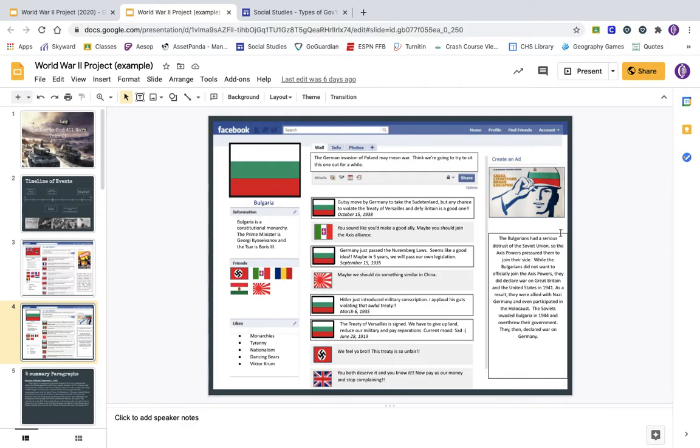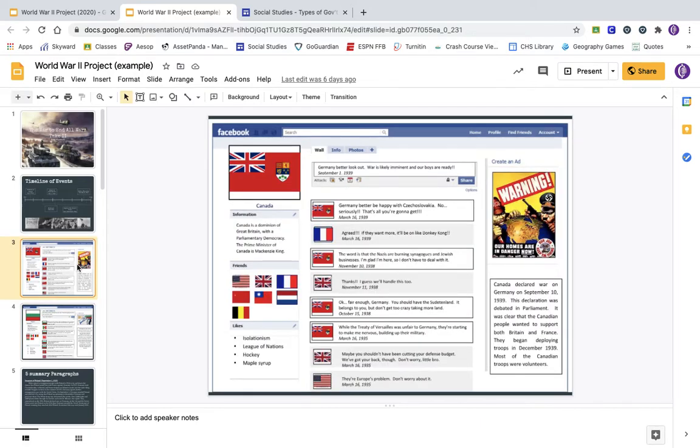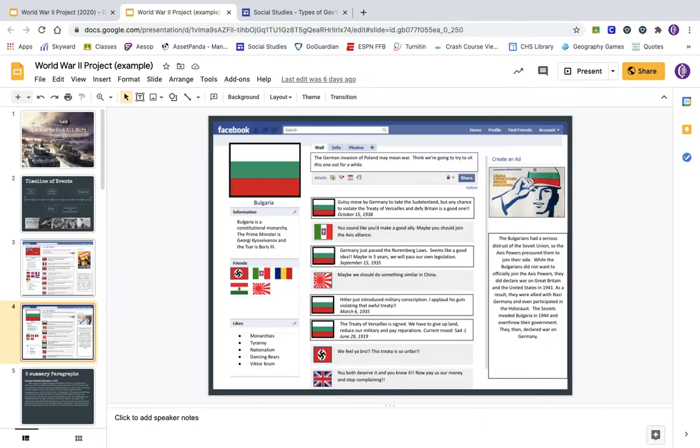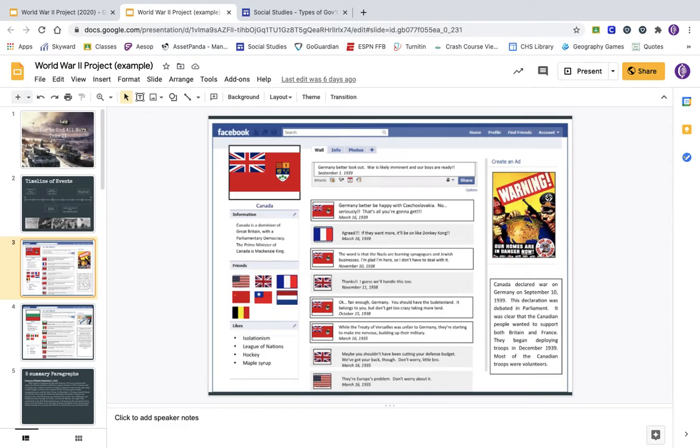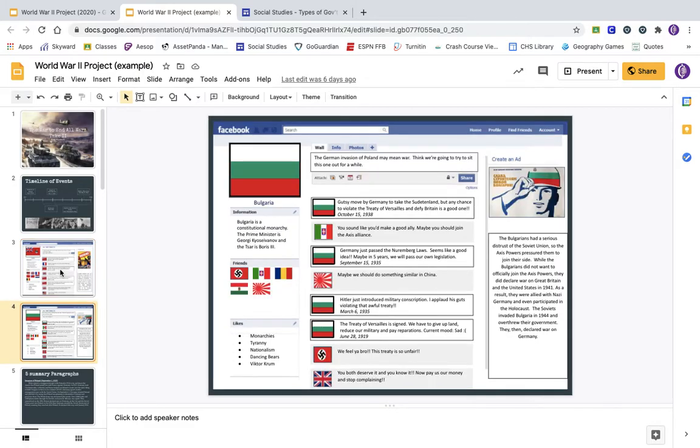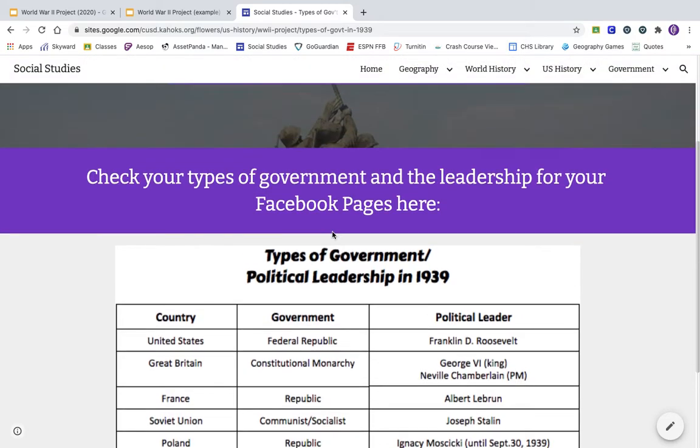So over here, you need to have any propaganda that they used during World War II as their ad, and then right here, you just need a paragraph explaining how they got into the war. So what were the events that caused them to get into World War II? So you need one Facebook page for each side. I did Canada and I did Bulgaria. These are not countries you can choose, so you can use these as kind of an example.